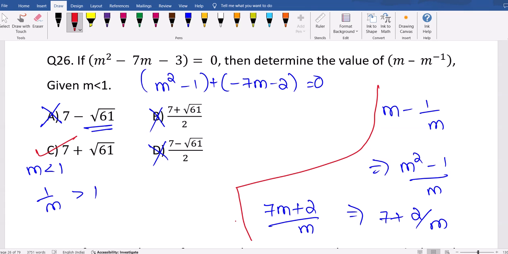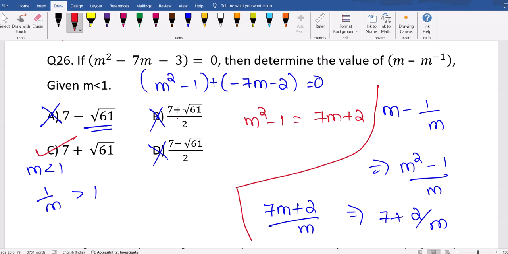But this is my analysis: m minus m inverse, so m minus 1 by m. m square minus 1 from that equation can be mapped as 7m plus 2. 7m plus 2 whole divided by m can be written as 7 plus 2 by m. They said m is less than 1, so 1 by m should be greater than 1. 2 by m should be much greater than that.